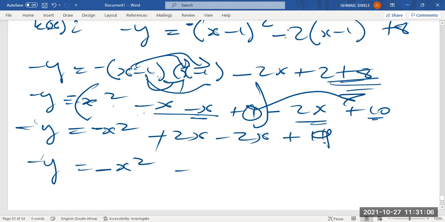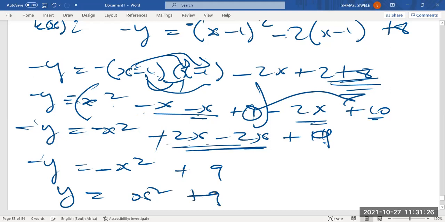So negative x squared here, plus 2x, and then minus 2x, this one is disappearing, and then plus 9. Then I'm going to have y is equal to x squared plus 9. So that is all with transformations.